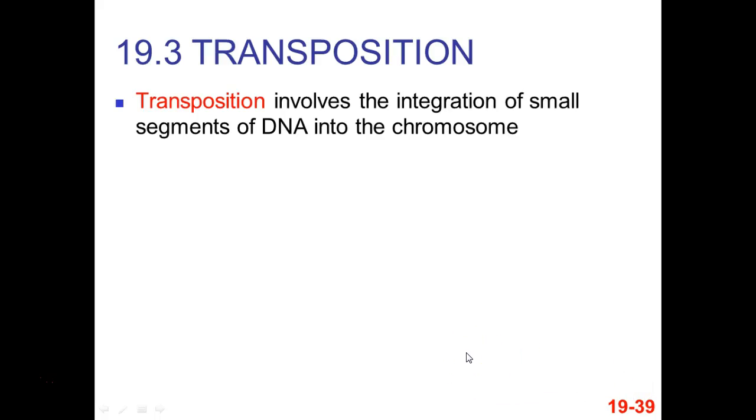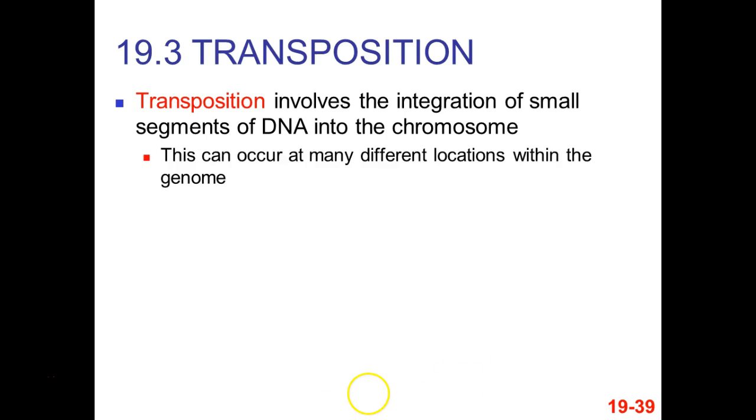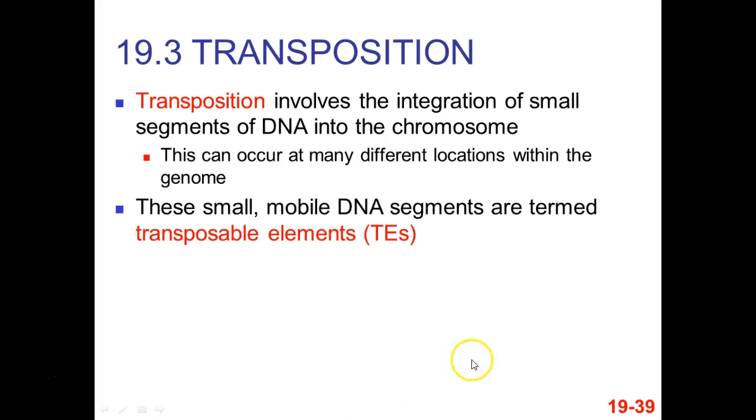So this involves the integration of small pieces of DNA into the chromosome. Sometimes these are also referred to as jumping genes because they did just that. They move around in the chromosome. So they're mobile. They're referred to as transposable elements, or sometimes, as I said, jumping genes.